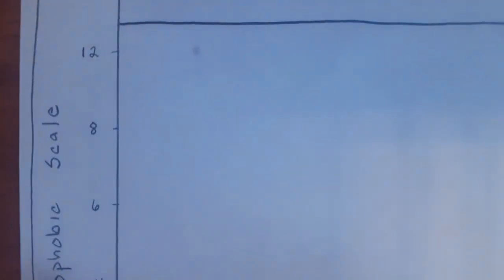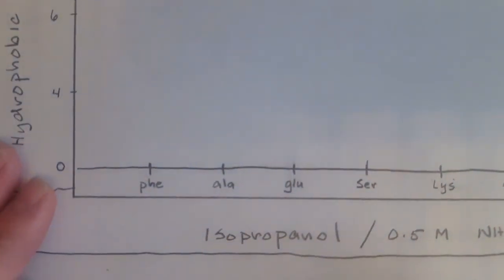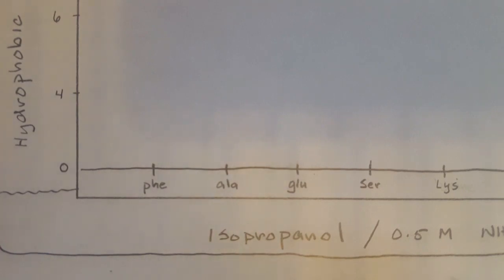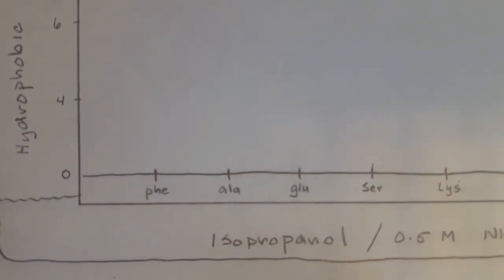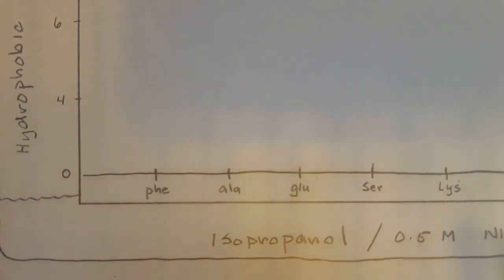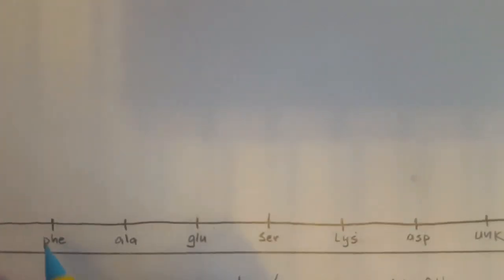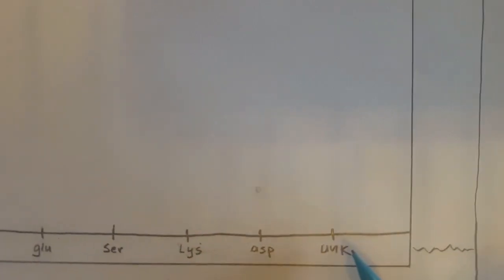I've sent you this information to explain how to fill out the group B1 chart. So anyway, this is kind of an expanded version of the B1 chart. So it's essentially a rectangle. You're going to draw in the starting line, and you're going to add these 7 amino acids: phenylalanine, alanine, glutamate, serine, lysine, aspartate, and the unknown. And then on this side, you're going to scale it with the hydrophobic scale.